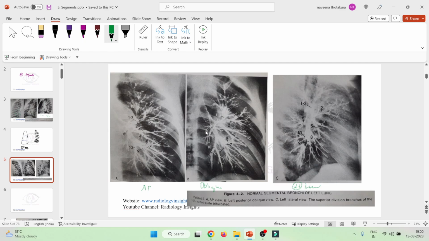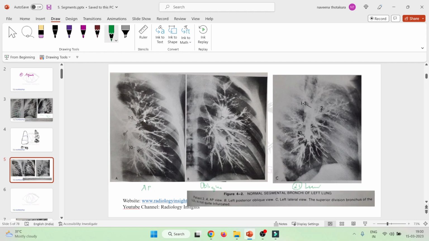If you see in the left lung, we have 10 bronchopulmonary segments, and the left lung is divided into only two lobes. There is an upper lobe and there is a lower lobe. Again, the upper lobe is divided into two divisions. We have the upper division and then we have the lower division.